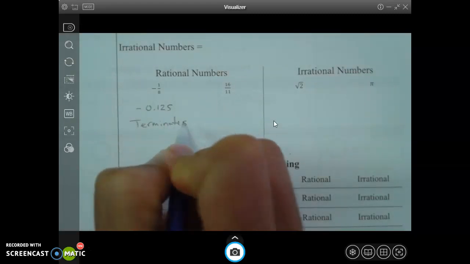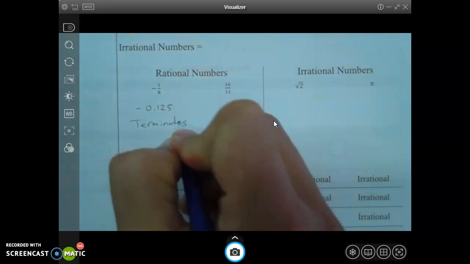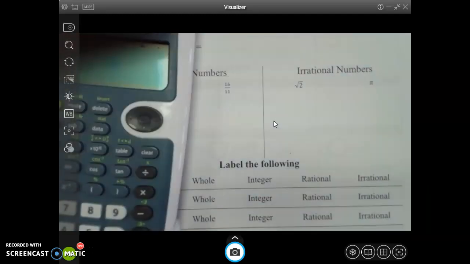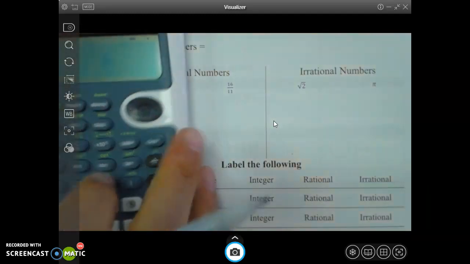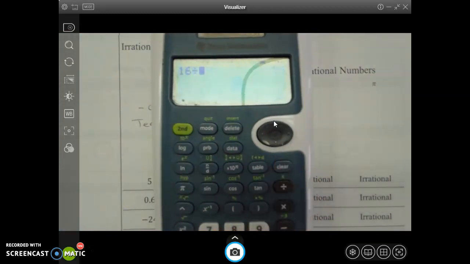Or it ends, right? That's what terminate means. It means it ends. If you get terminated at your job, you are no longer employed, right? Your employment is over. So if it terminates, it's a rational number. Let's try, can we see this? 16 over 11.